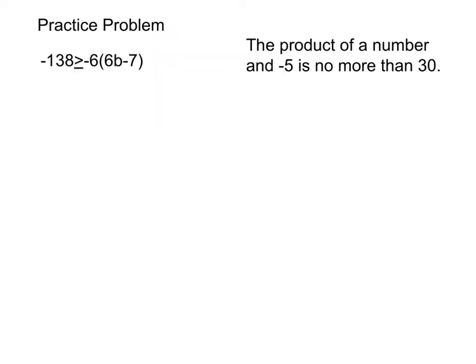Okay, these are two practice problems, so you might want to come back to it after you finish solving it by yourself. Okay, so this is what your problem should look like. It would be negative 138 is greater than or equal to negative 36b plus 42. Okay, so when you solve it, you would minus 42 from both sides.